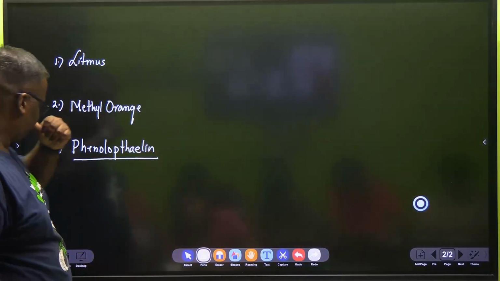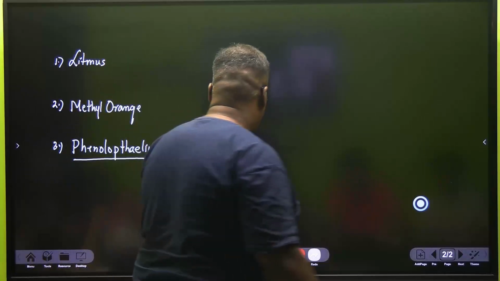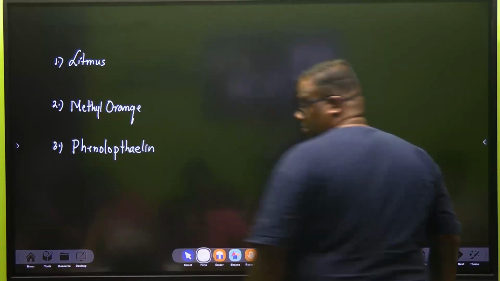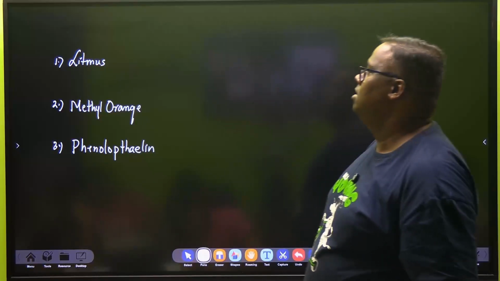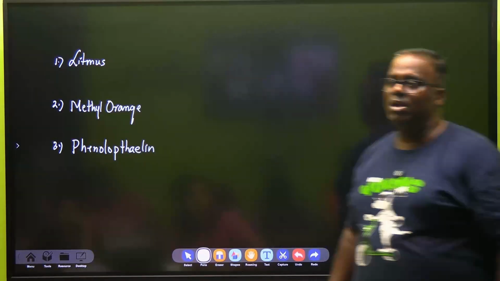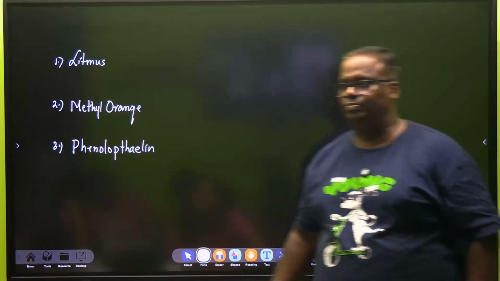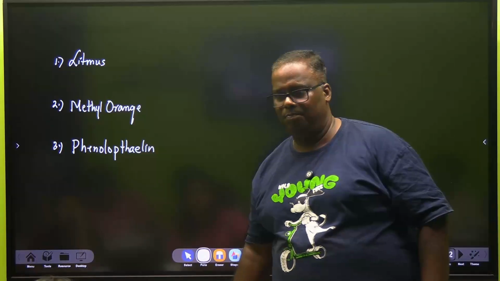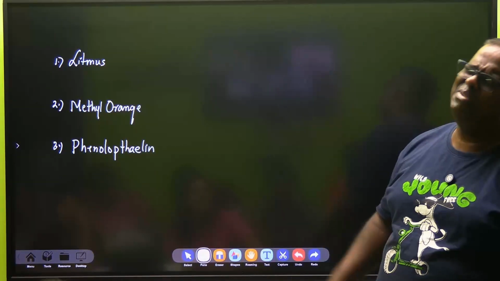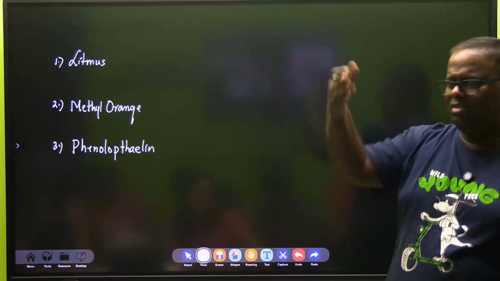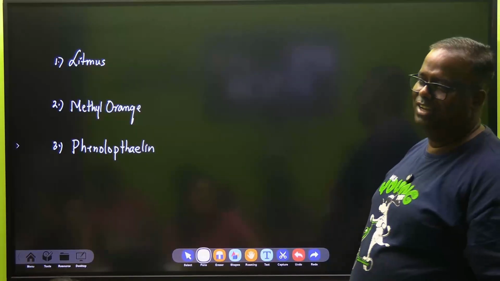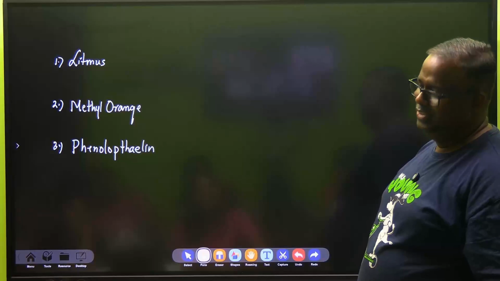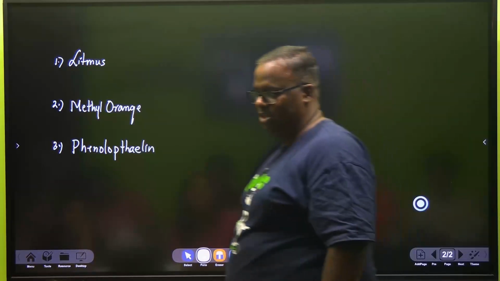Phenolphthalein. So there are three of these. We'll understand each one by one. There are many other things also. Bakul itself is one indicator. You can use it, dip it in something, and it will change color. So it's an indicator. Right? So let's start with litmus.